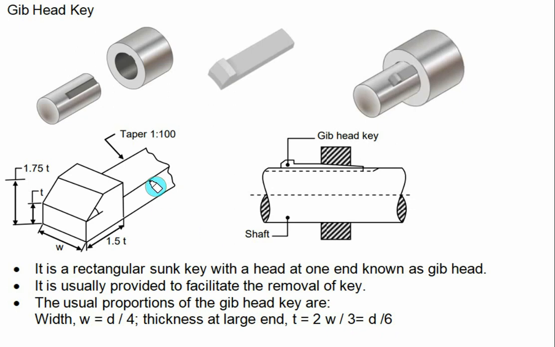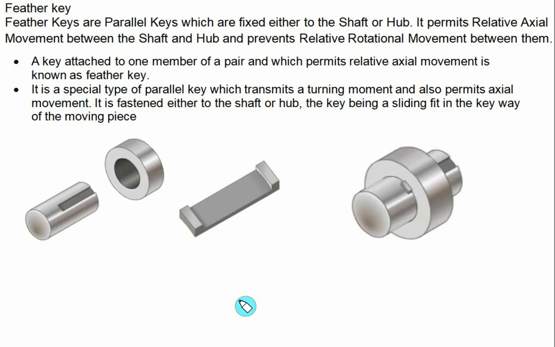Now here the taper is provided in the case of the jib head, and in the case of the feather key the taper is not provided. The next type of key is the feather key. Feather keys are basically parallel keys which are fixed either to the shaft or to the hub, and they permit the relative axial movement between the shaft and the hub and prevent the relative rotational movement between them. So axial movement is allowed, but the relative rotational movement is restricted.